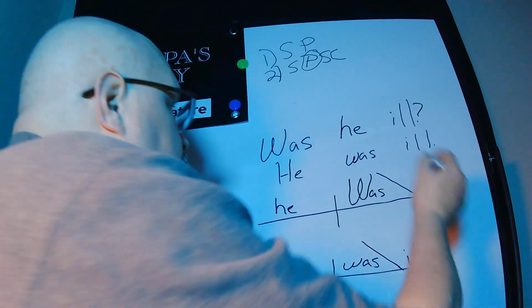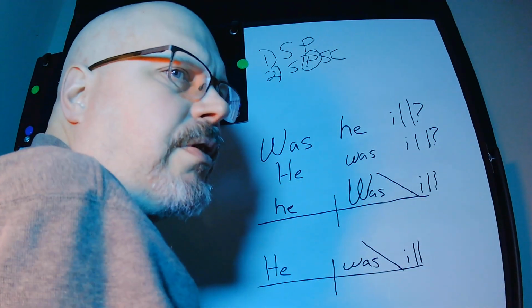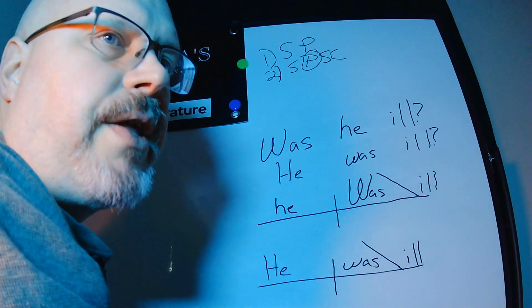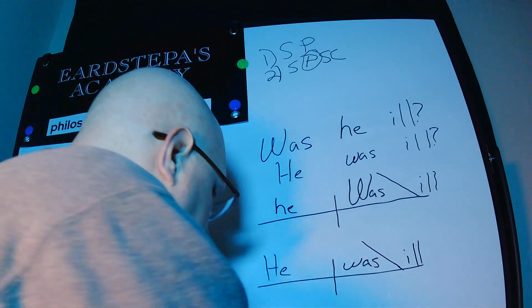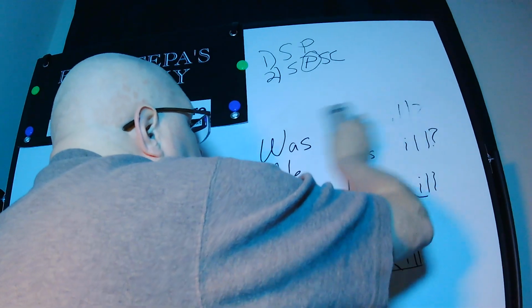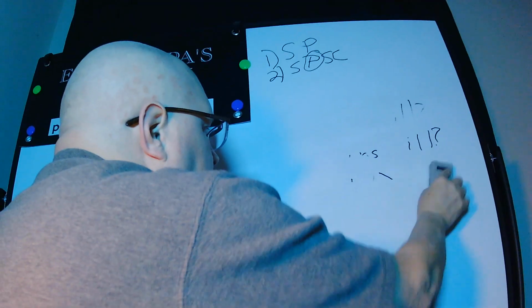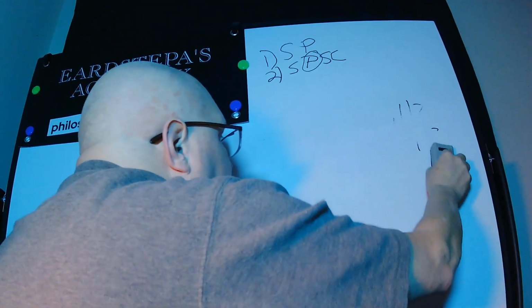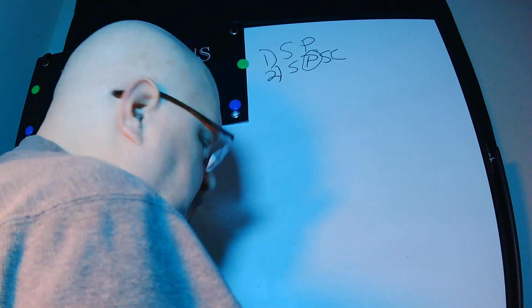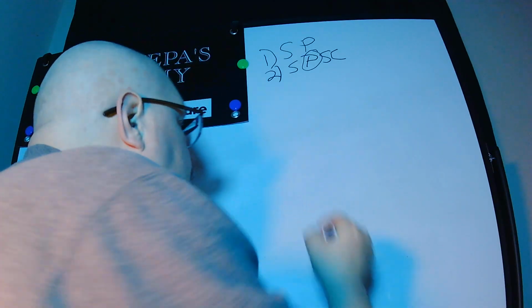Now, even if this was a spoken sentence, and he said he was ill, and then they had the rising inflection at the end, it would still diagram this way. That wouldn't change the way that you diagram it. This one I'm about to give you is one of the reasons that with grammar you don't go by sound.